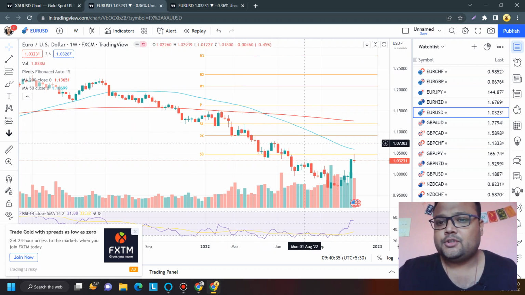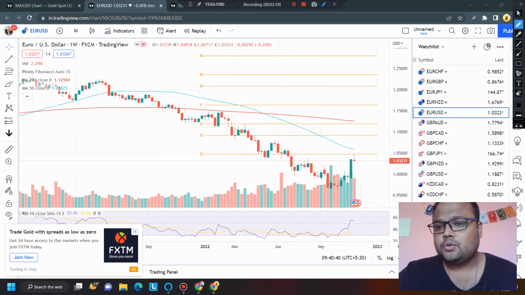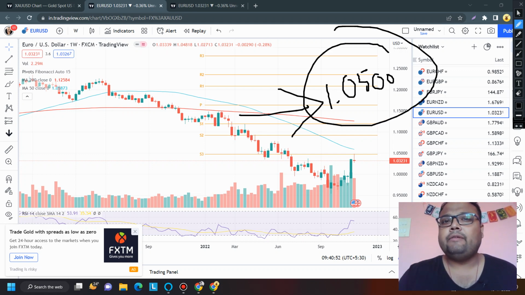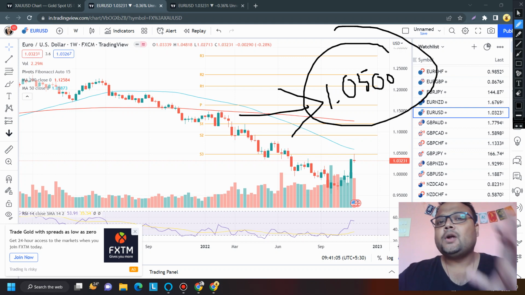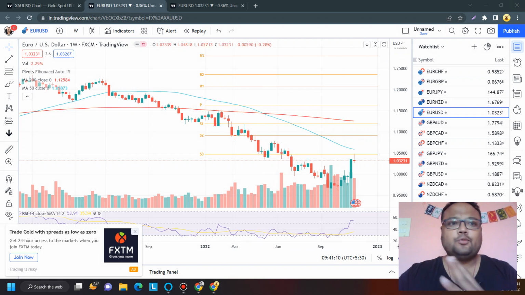So as a result, if Euro USD wants to resume the uptrend, or Euro USD seriously wants to recover, then it will have to cross 1.0500. Once it crosses this level, only then will we get the confirmation that finally we are about to see some good recovery on the chart of Euro USD. Until Euro USD crosses this level, we cannot consider it a proper trend reversal, especially for swing trading and positional trading purposes.